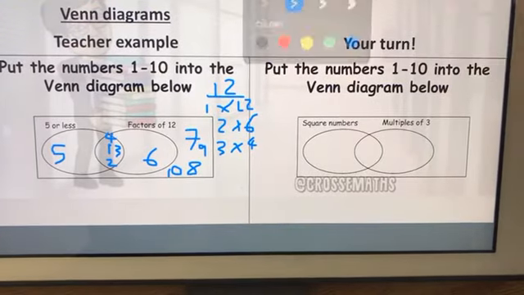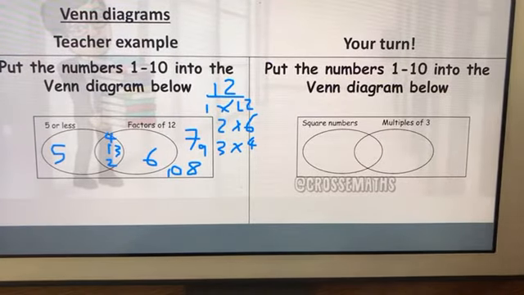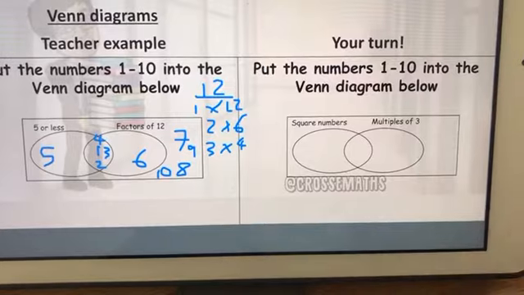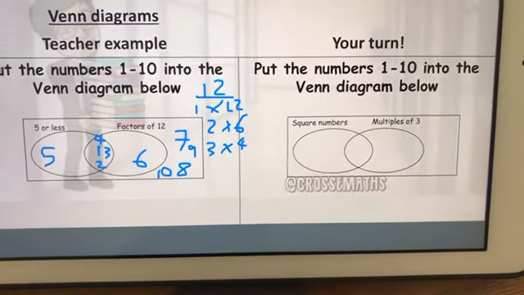Right, guys, so this one down by here on the right hand side. Now, this is square numbers and multiples of 3. Now, multiples of 3 is easy. That's just numbers in the 3 times table. Square numbers is the one everyone forgets.